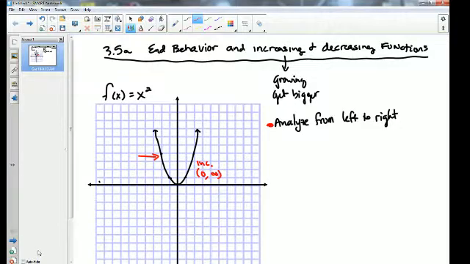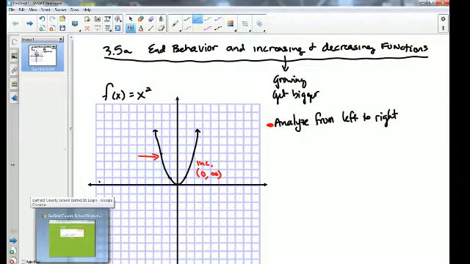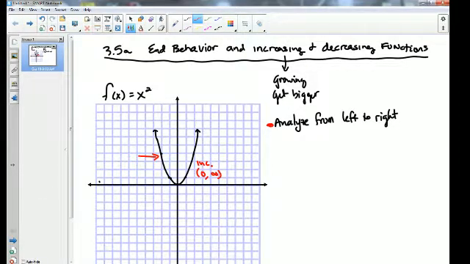Just after 0. At 0, is the function going up or down? No, it's actually flat. Calculus. It's what we call a horizontal tangent line. At 0 is where it turns the corner.